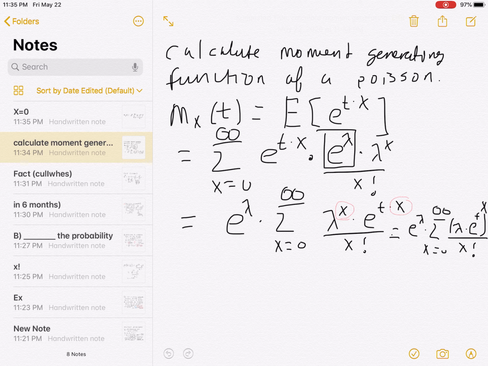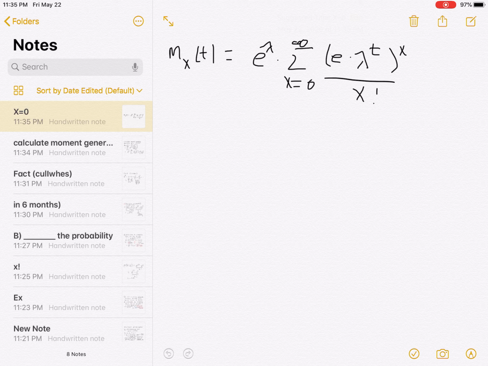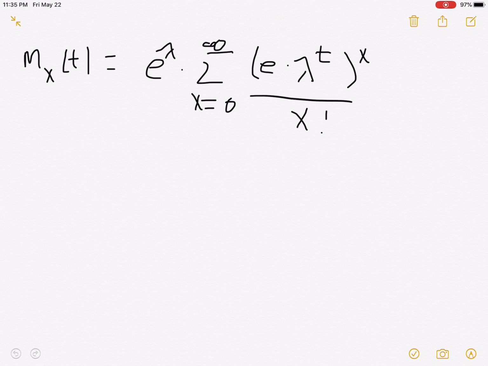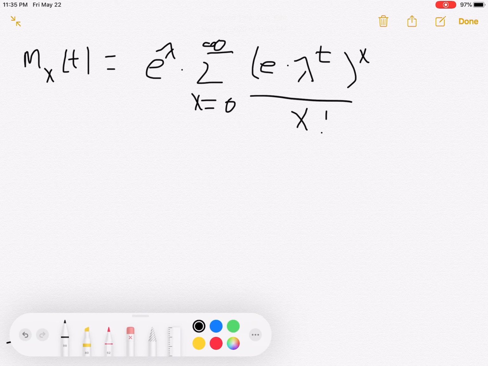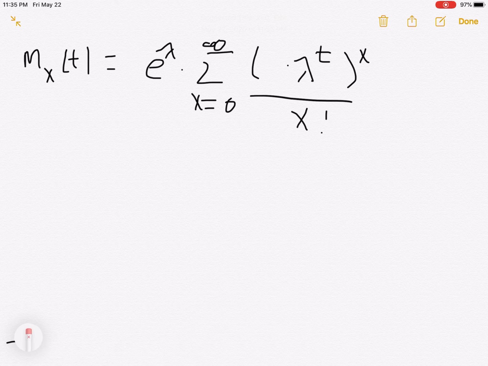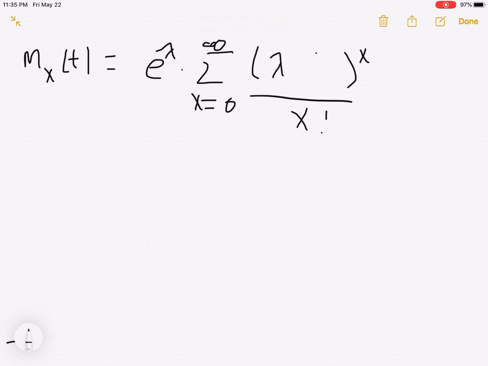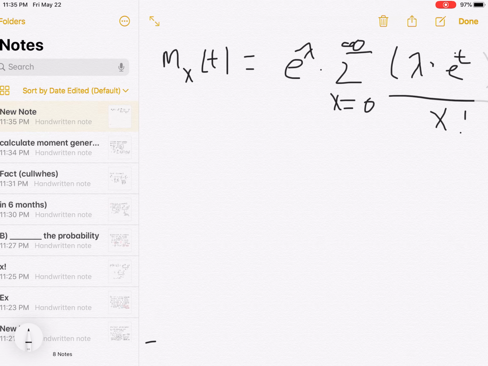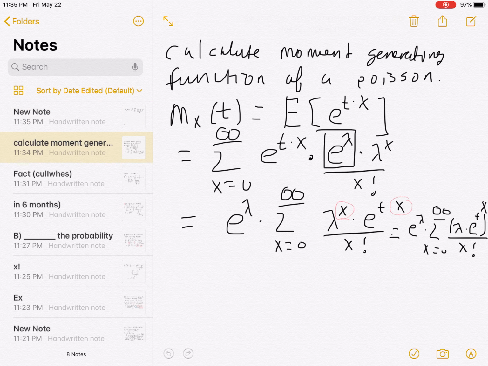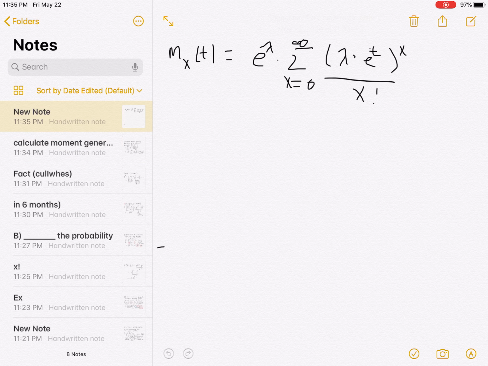Let's just double check. Yeah, lambda to the x times e to the t. And let me just double check one more time. Lambda e to the t, all raised to the x. Great.